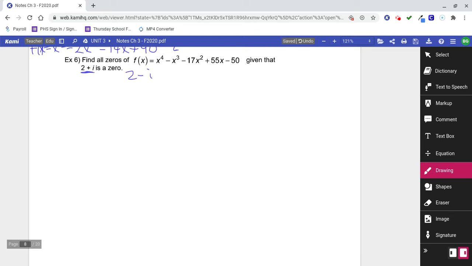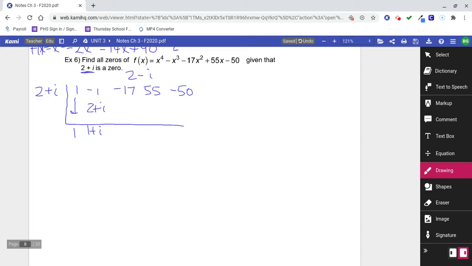So here's what I would do. If I know a zero, I'm going to use that and synthetic division to break it down. So let's use 2 plus i and see what happens. We've got 1x to the 4th minus 1x to the 3rd minus 17x squared plus 55x minus 50. Add straight down. And multiply, we get 2 plus i. Add straight down, I've got 1 plus i.